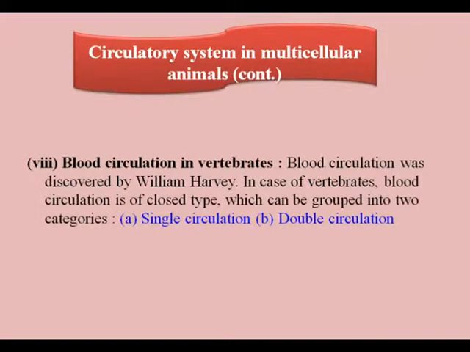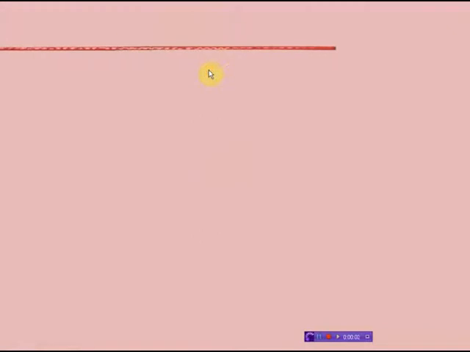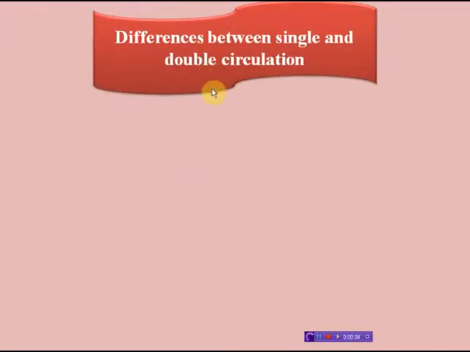Next, blood circulation in vertebrates. Blood circulation was discovered by William Harvey. In case of vertebrates, blood circulation is of closed type, which can be grouped into 2 categories: single circulation and double circulation. Now, differences between single and double circulation.